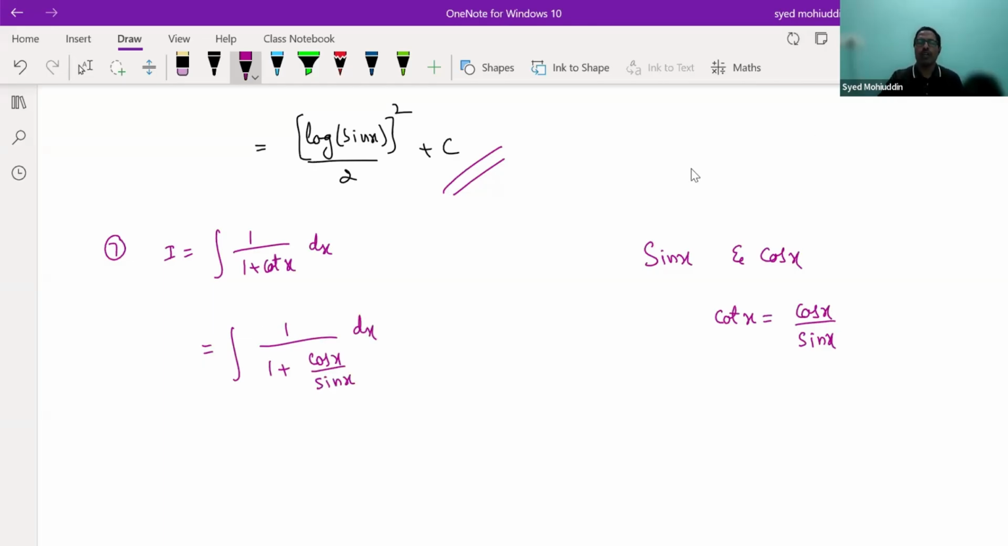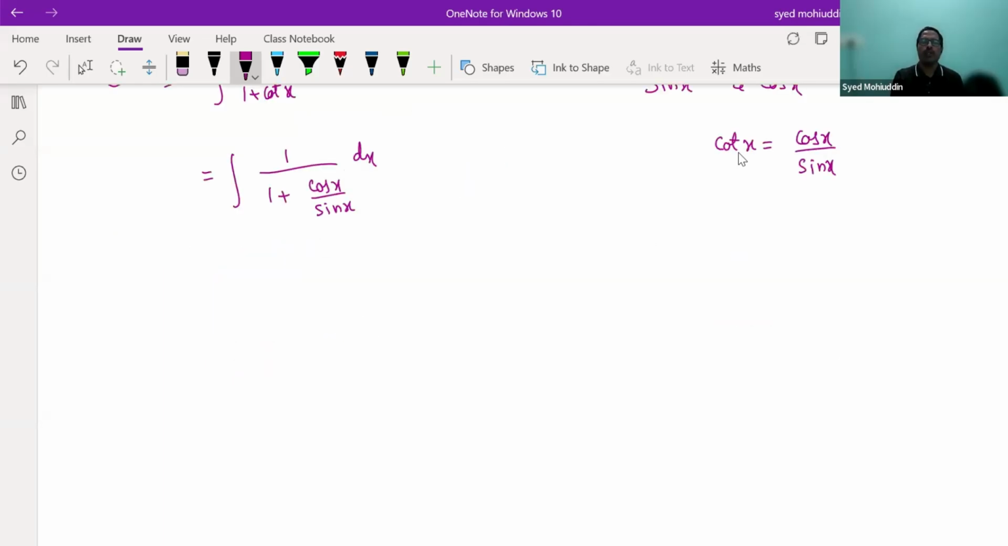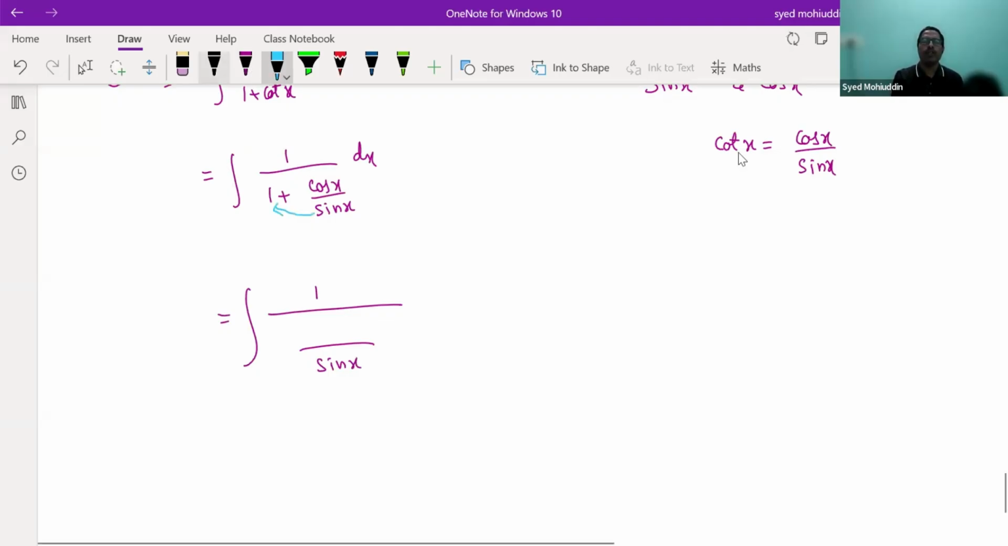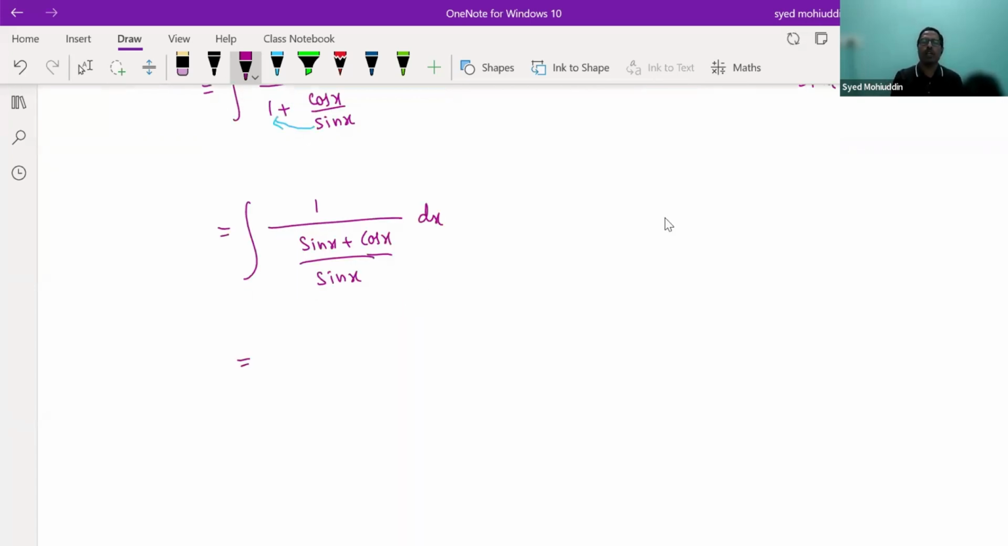Now in the denominator, you can take the LCM. You have sine of x as the LCM. So if we take sine x as the LCM, sine x into 1 will become sine x, so you have to write it as sine of x plus cos of x as it is, into dx. Now if you take the reciprocal, this denominator value will come in the numerator. It becomes sine of x divided by sine of x plus cos of x into dx. That is what we are getting.